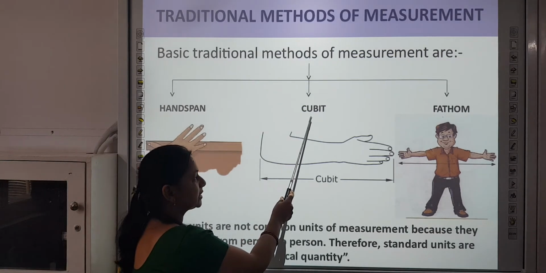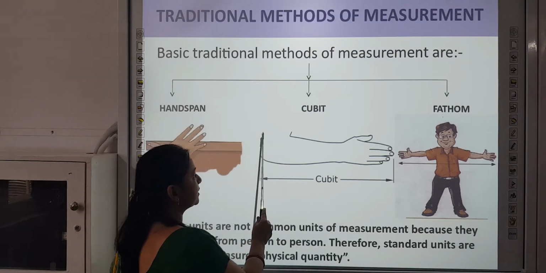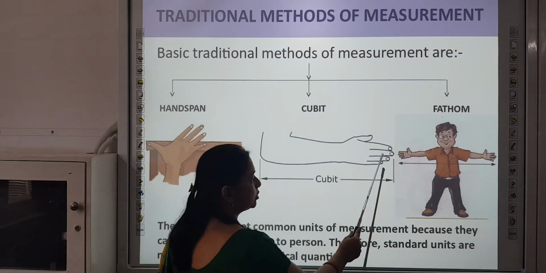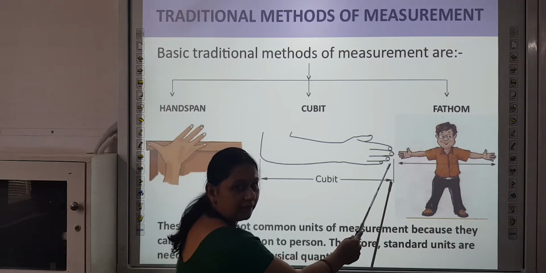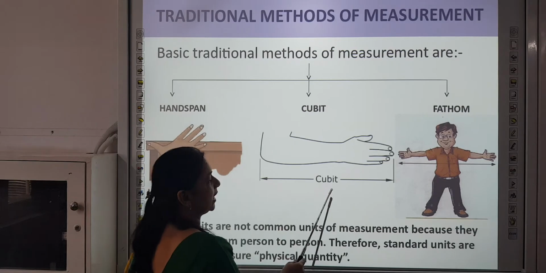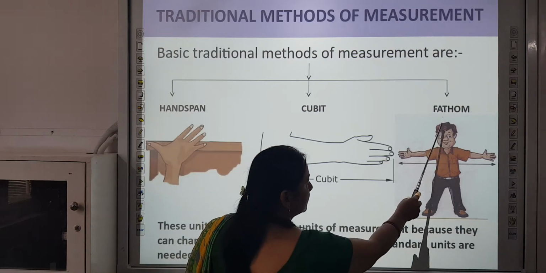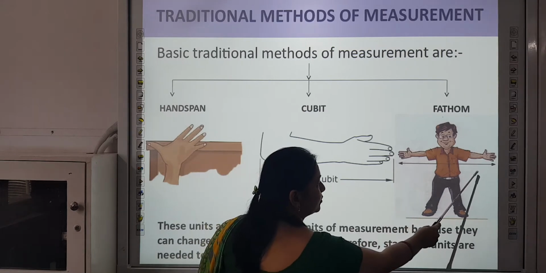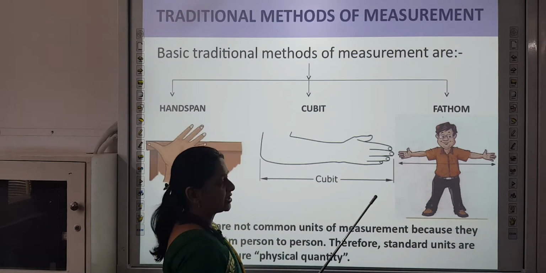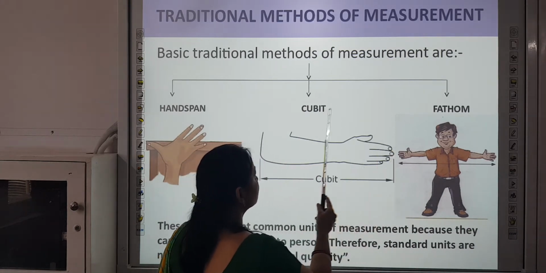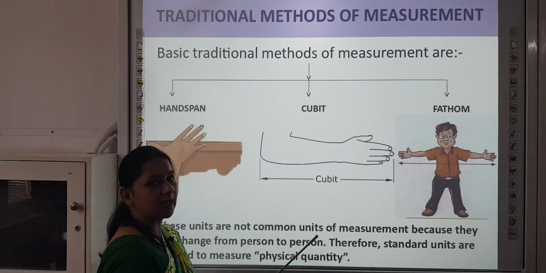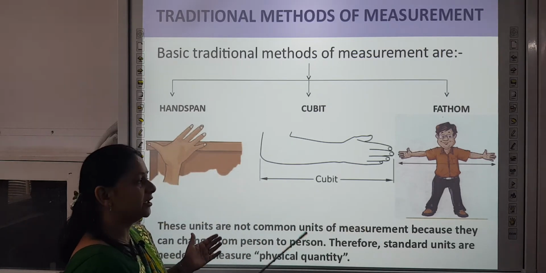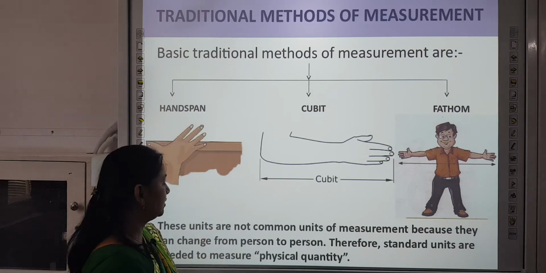Next one, cubit. Cubit is the distance which is measured from the elbow to the tip of the middle finger. This is known as the cubit. Fathom: when we fully stretch our arms, it is the distance between the two arms of fully stretched arms. These were the measurements which were used by earlier people, when measurement units were not there.